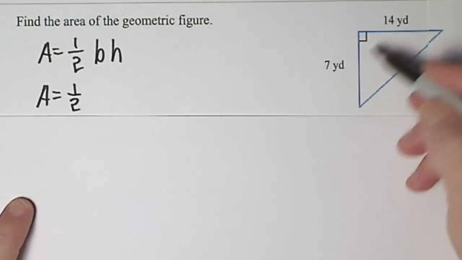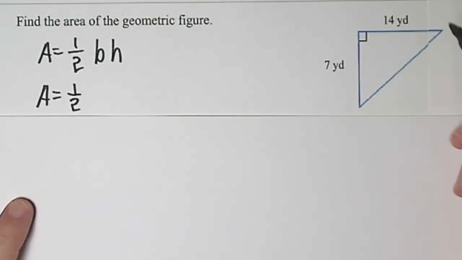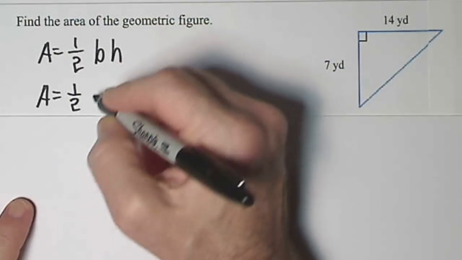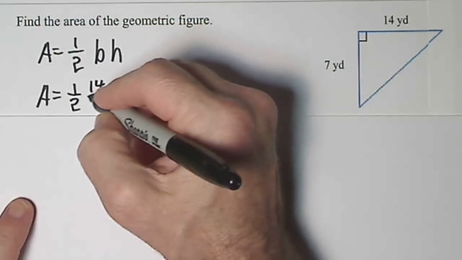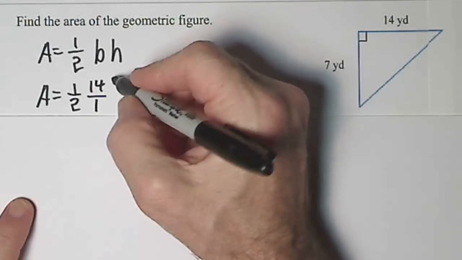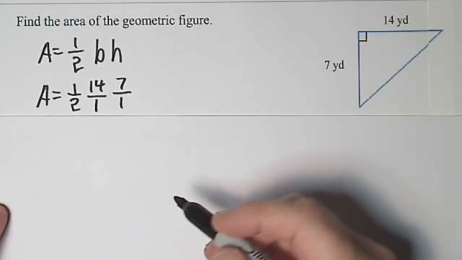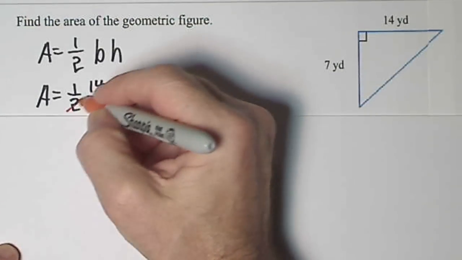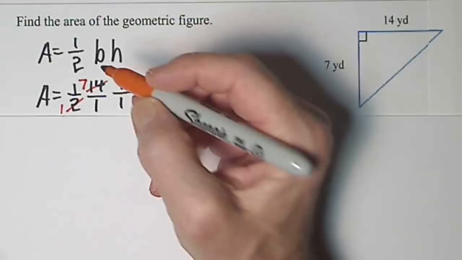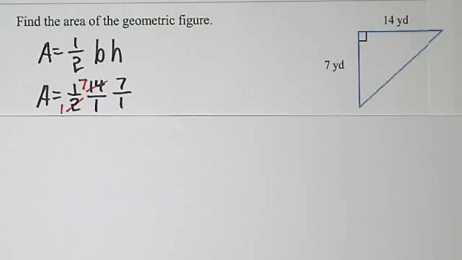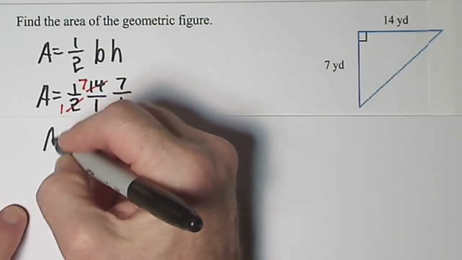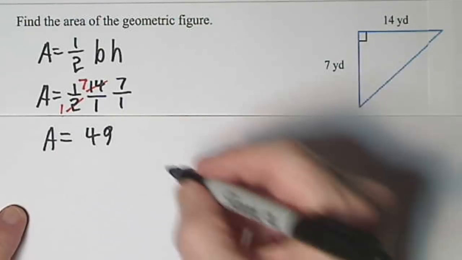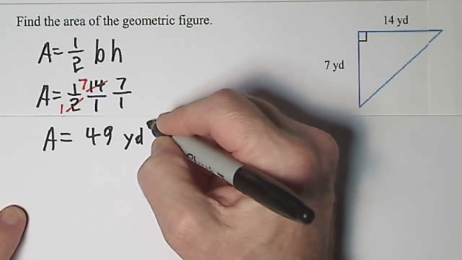The base, it doesn't really matter which one you call the base and which one you call the height. Since we're multiplying, it can go in any order. So I'll call 14 my base. I'm going to write it as a fraction. And I'll call 7 my height. I'm going to write that as a fraction. And once again, we can do some canceling. 2 goes into 2 once, goes into 14 7 times. So all we have to do is multiply 7 times 7. So that gives us 49 over 1, so I'm not going to bother writing that. It's area, so we have to put yards squared.